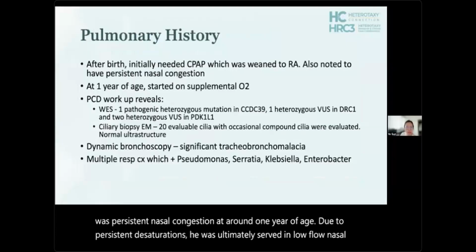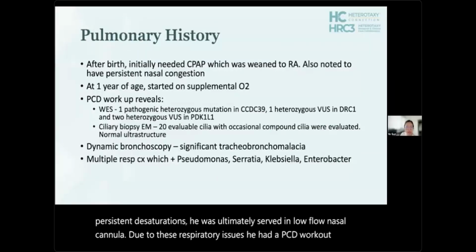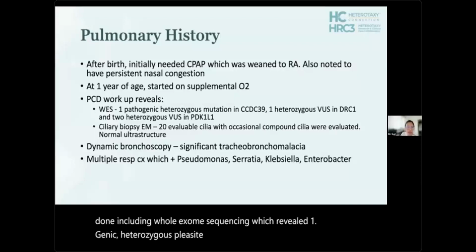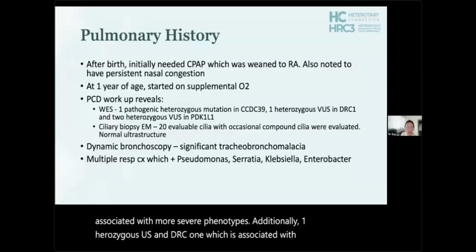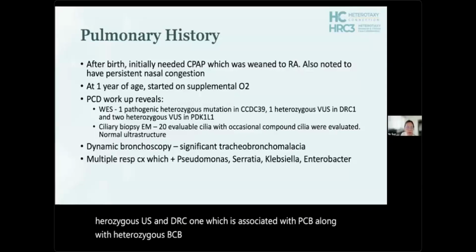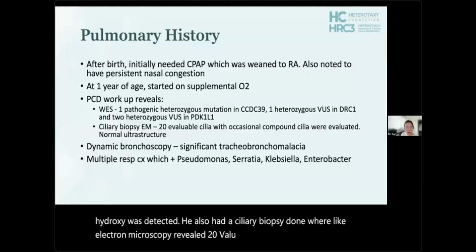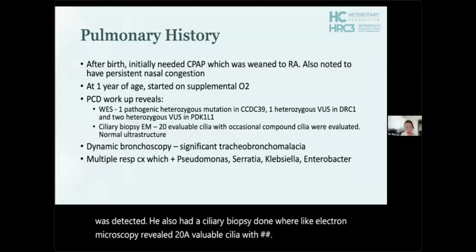Due to these respiratory issues, he had a PCD workup done, including whole exome sequencing, which revealed one pathogenic heterozygous splice mutation in CCDC39, which is associated with defects in ciliary ultrastructure and tends to be associated with a more severe phenotype. Additionally, one heterozygous VUS in DRC1, which is associated with PCD, along with a heterozygous VUS in PKD1L1, which is associated with heterotaxy, was detected. He also had a ciliary biopsy done where the electron microscopy revealed 20 evaluable cilia, which were noted to have normal ultrastructure.